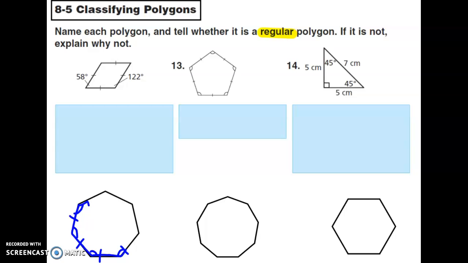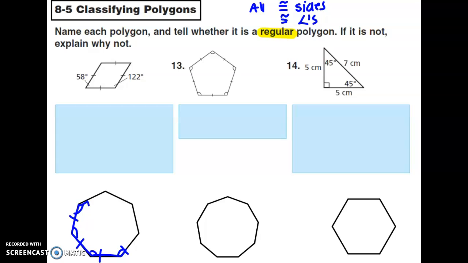All right, our first lesson was on classifying polygons. And it says, name each polygon, decide whether it is a regular polygon or is not. So remember, regular polygons have all congruent sides and have all congruent angles within them.